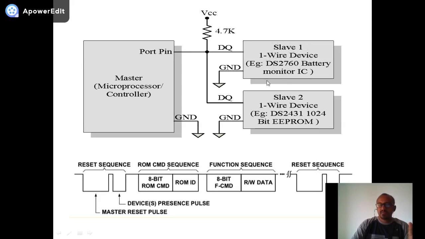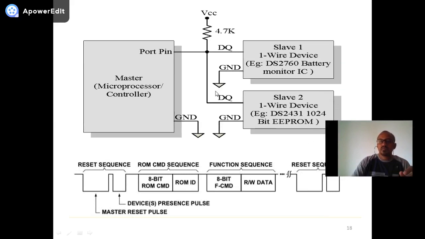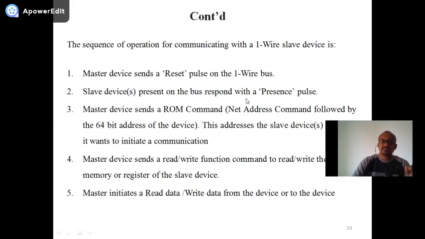Then immediately the master will send the data, and then again it will send the reset sequence. You can see there that the reset sequence for the start of the communication and the end of the communication is the same. So this is how the data is transmitted.